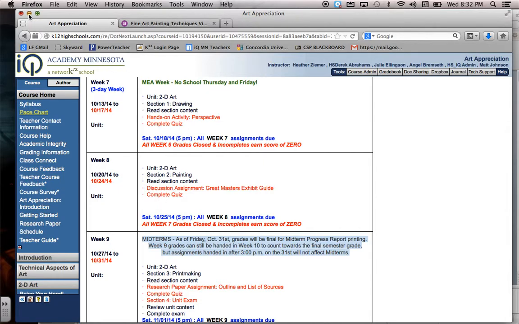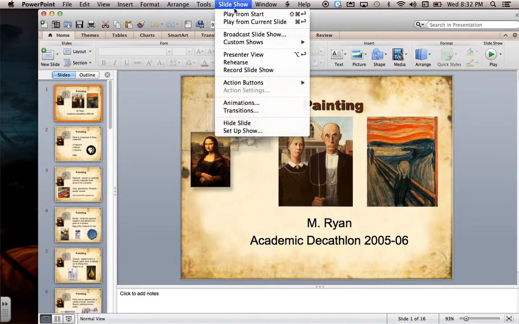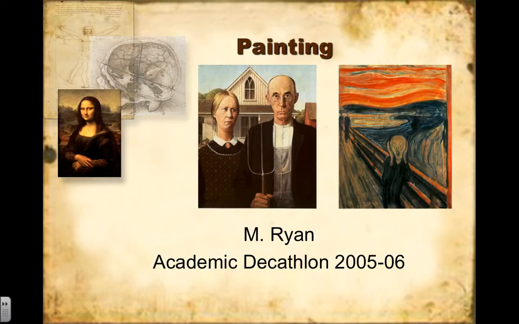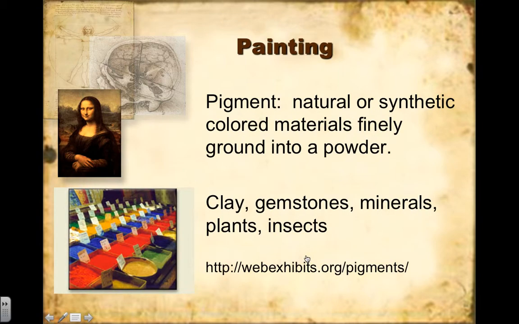So I've got to start a few examples, a PowerPoint that talks about some different painting styles. So I'd like to play my slides for you. The first slide we have here talks about painting and how paint is composed of 3 materials: a pigment, a binder, and a solvent. And as we go through, we will talk about more of those individually.